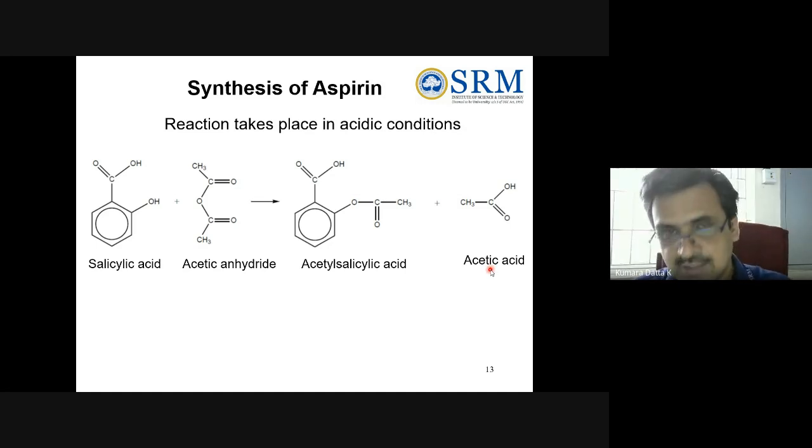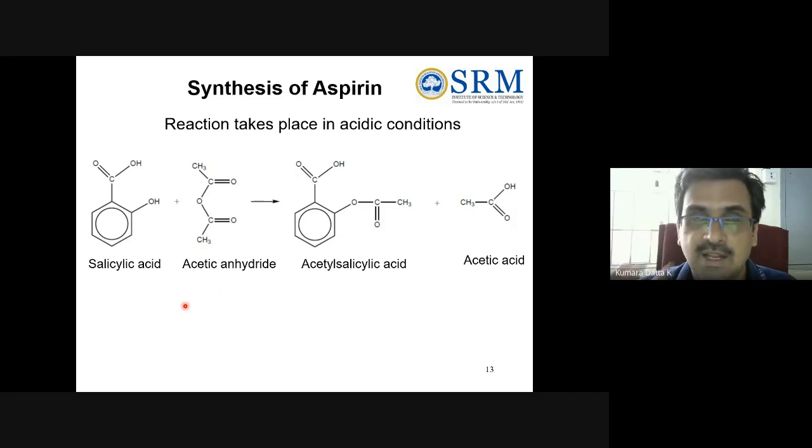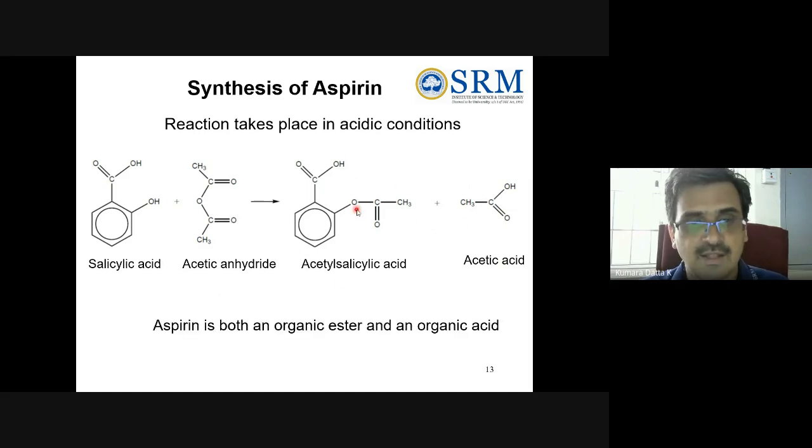So this is the synthesis procedure, very simple. You take salicylic acid and acetic anhydride, mix them, and you get acetyl salicylic acid. Is that aspirin? No. Please look at this reaction carefully. The product also has acetic acid, and you cannot take acetic acid directly. So you want to remove the acid part and isolate the acetyl salicylic acid.